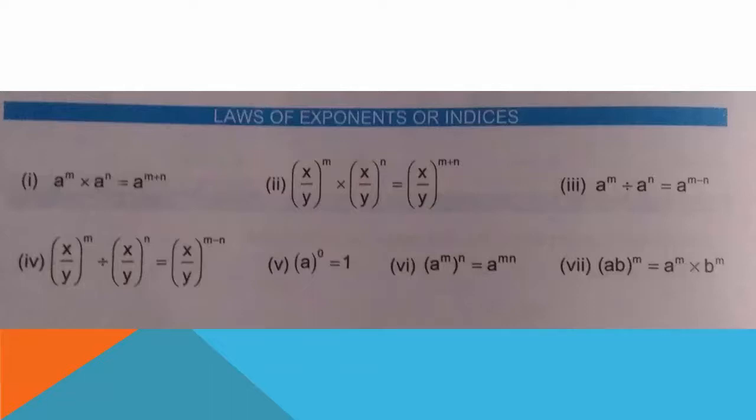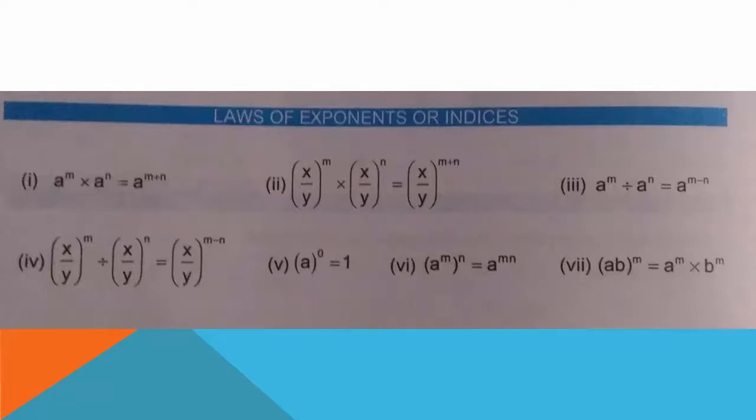The same thing is true. Look at formula number 2. The same thing is true if the base is a fraction. Here the base is x by y and the first exponent is m and the second exponent is n and there is a multiplication sign between them. So simply the base will remain same, x by y, after equal sign, and the powers will get added up. So m plus n.